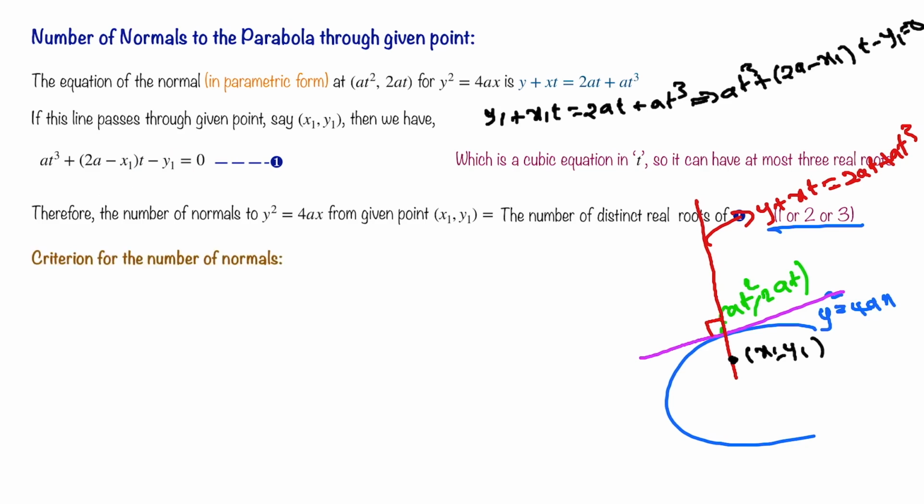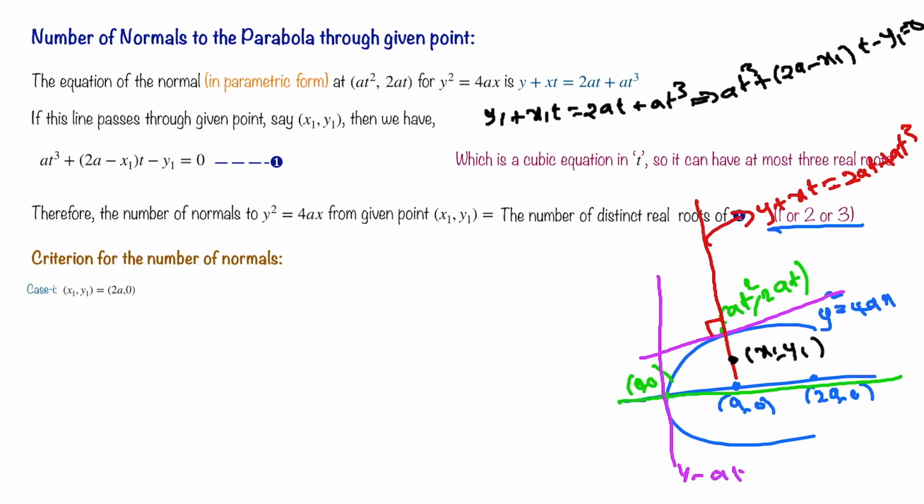Here is the criterion for number of normals. Case 1, the special case: if the point (x1, y1) is (2a, 0), let us say this is the axis point (a, 0), then (2a, 0) could be somewhere here. In this case, the normal is the axis itself, which is the normal at vertex (0, 0), at which the tangent is going to be the y-axis. So in this case, the number of normals through the point (x1, y1) is equal to 1.